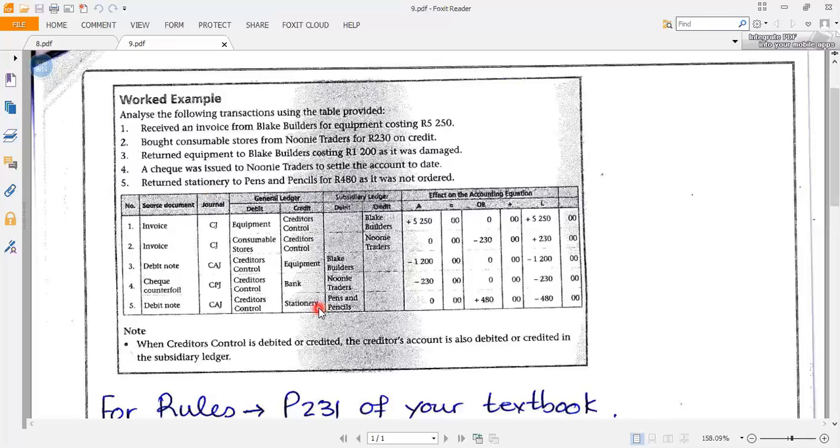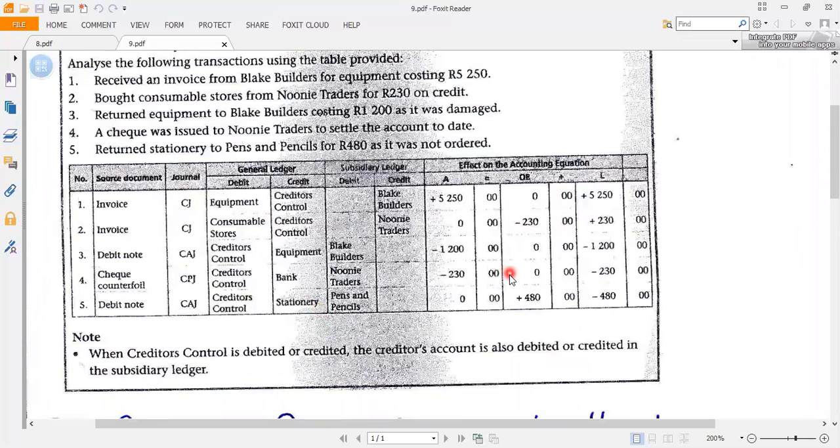We go to our formula. We make the entries here. Creditors control, debited, minus 480. Stationery we are crediting. It's an expense. It's plus 480. So plus 480 minus 480 is equal to 0. Can you see, learners? Okay. When creditors control is debited or credited, the creditors account is also debited or credited in the subsidiary ledger. Don't worry about the subsidiary ledger for now. When we get to class, I will show that to you.